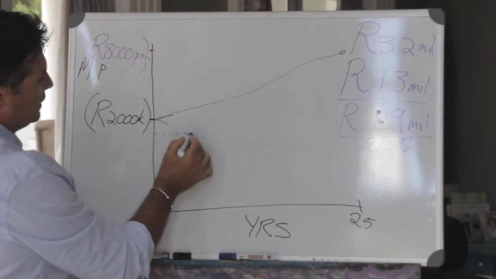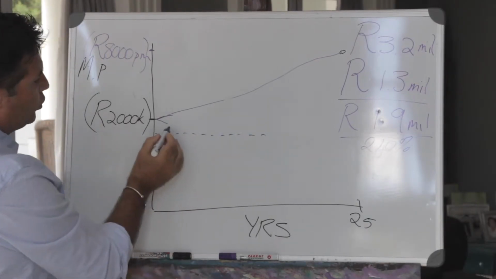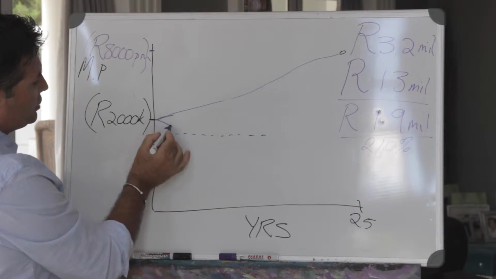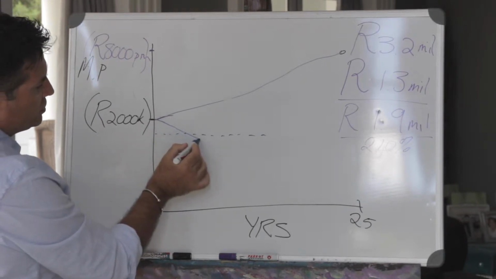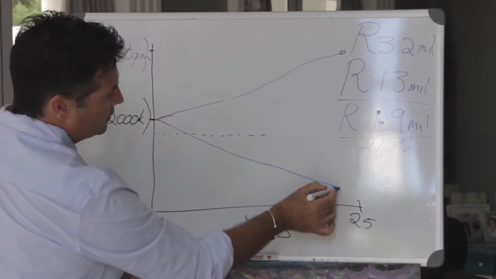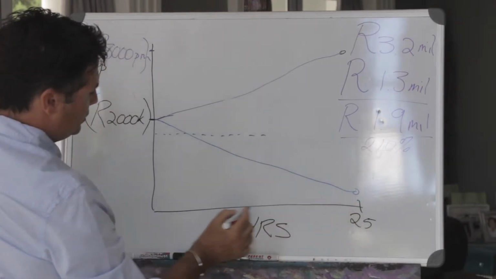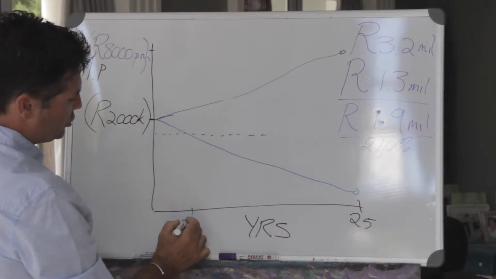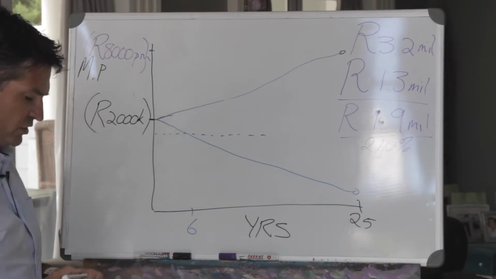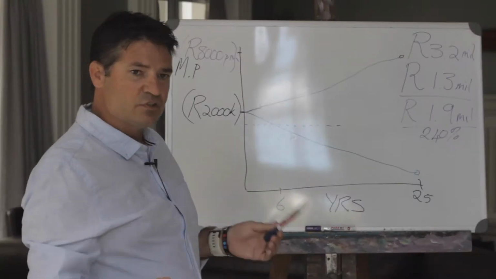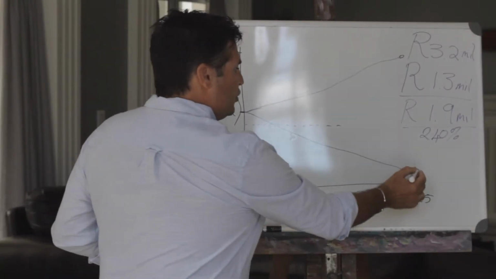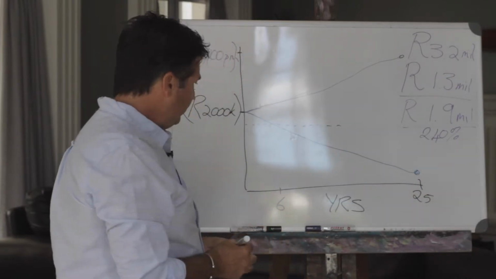I'm going to draw a little dotted line here. This is important because as the escalations increase, it crosses that dotted line, which is your break-even point. And that generally is in year 6. Sometimes 5, sometimes 6. Finish again on the 25th year.